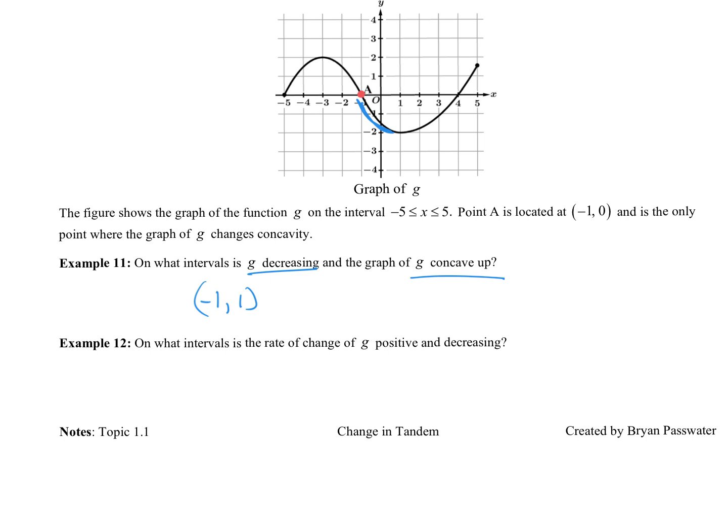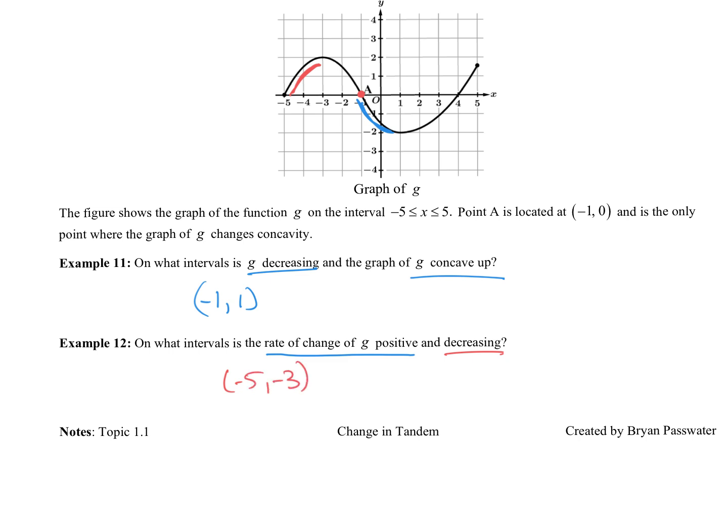All right, and then it says, on what intervals is the rate of change of G positive and decreasing? So what does the rate of change of G being positive mean? It means it's going up. Okay, and then it says the rate of change is decreasing, so it's going up and what? It's concave down. And so where is this function going up, yet it's concave down still? Negative 5 to negative 3. All right, so it's negative 5 to negative 3.